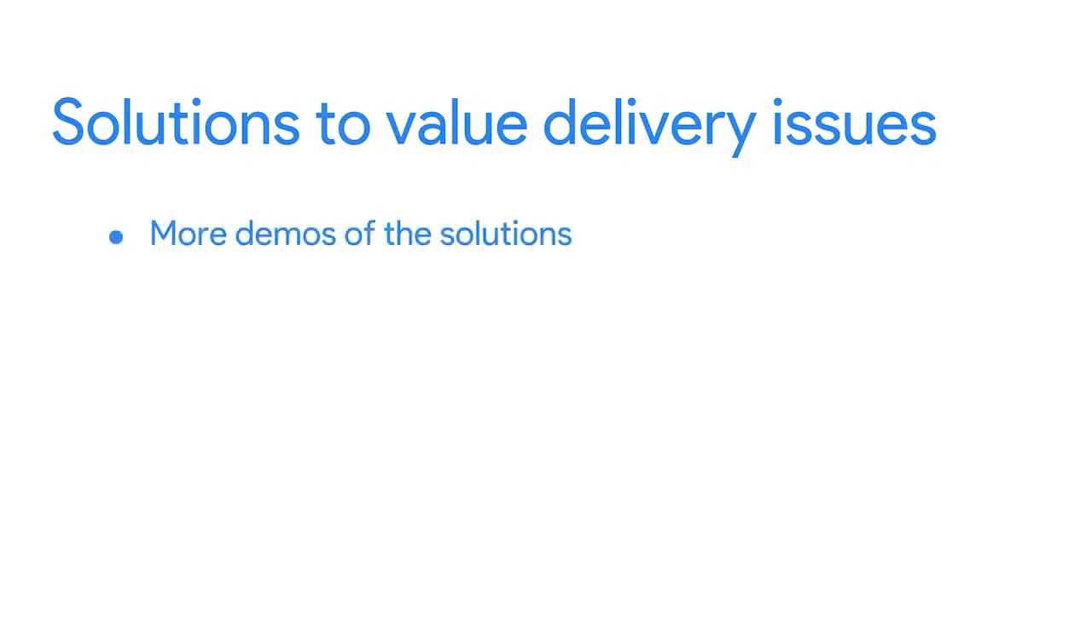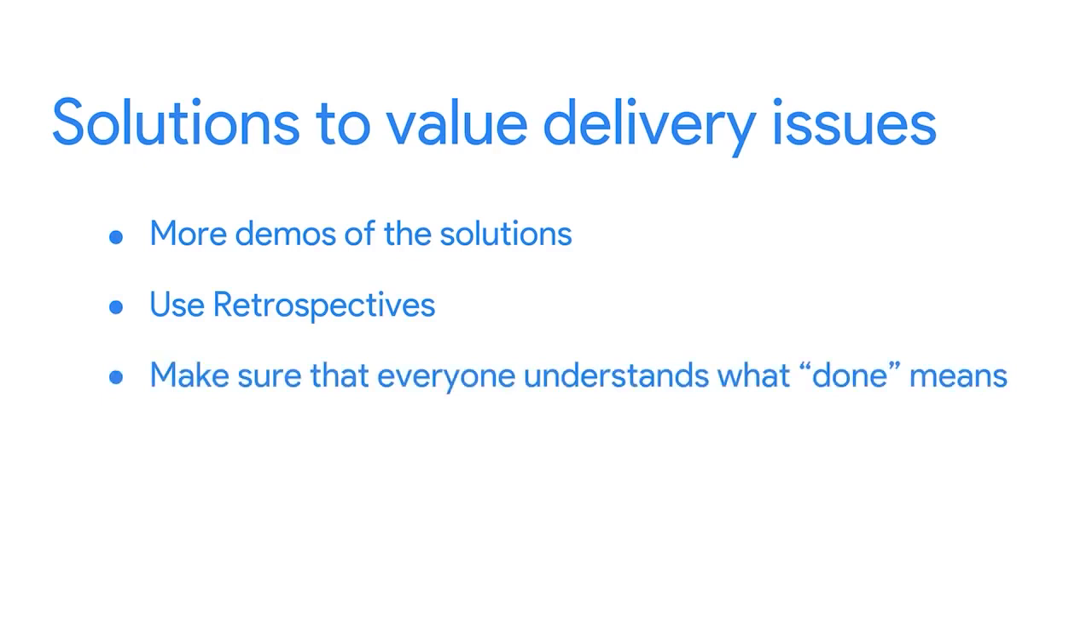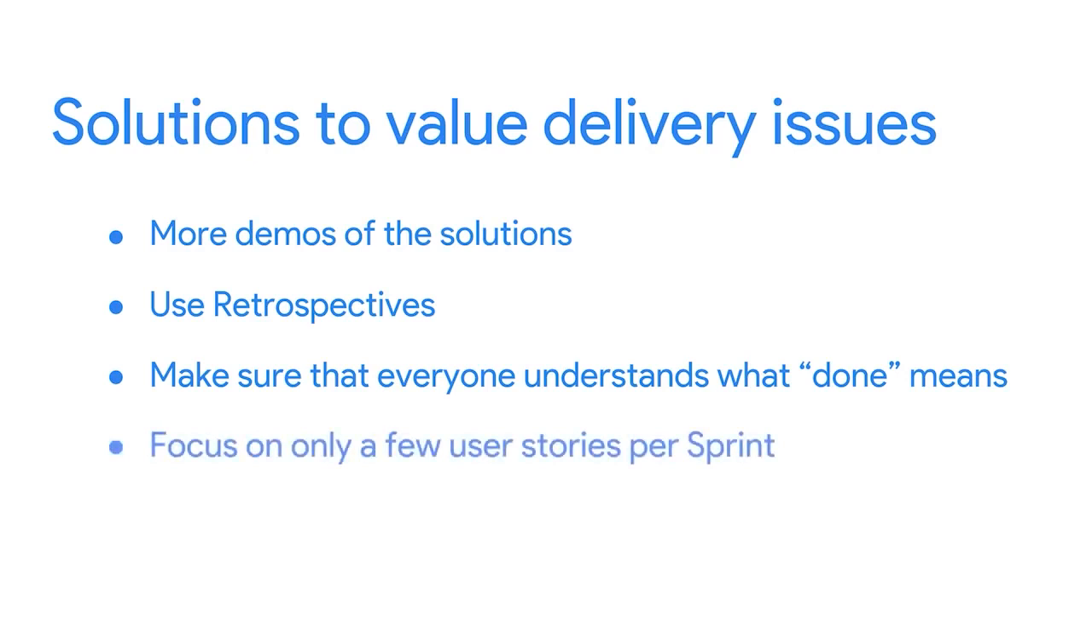You can try doing more demos of the solutions with the team to ensure they're delivering on the value roadmap. When the team pauses to take in a big picture view of the working product, they often notice areas where they can improve and speed up the work. You can also use retrospectives to ask the team if anything is slowing them down, like waiting on dependencies or communication challenges. It can also help to do a quick review with the team and make sure that everyone understands what done means. And finally, be sure to focus on only a few user stories per sprint. This ensures the team finishes an item together before moving on.